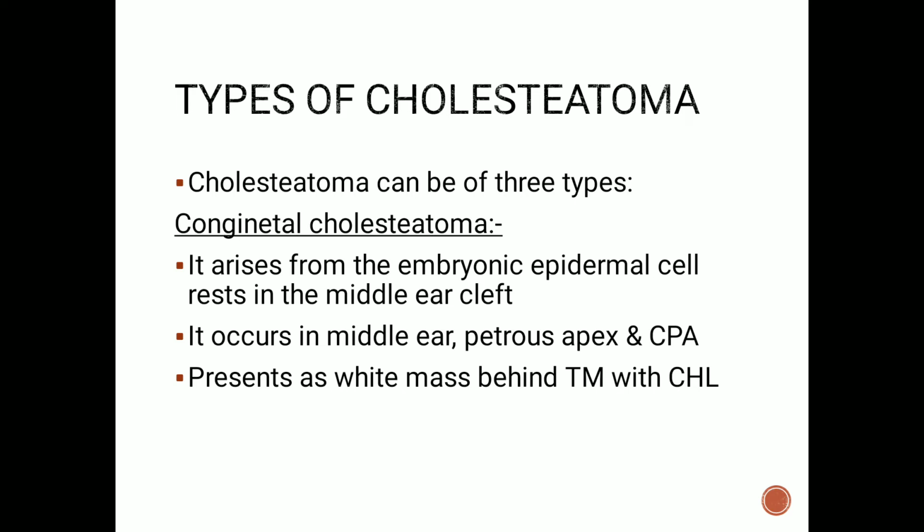Types of cholesteatoma. Cholesteatoma can be of three types. Congenital cholesteatoma arises from the embryonic epidermal cell rest in the middle ear cleft. It occurs in the middle ear, petrous apex, and CPA. Presents as a white mass behind the tympanic membrane with conductive hearing loss.